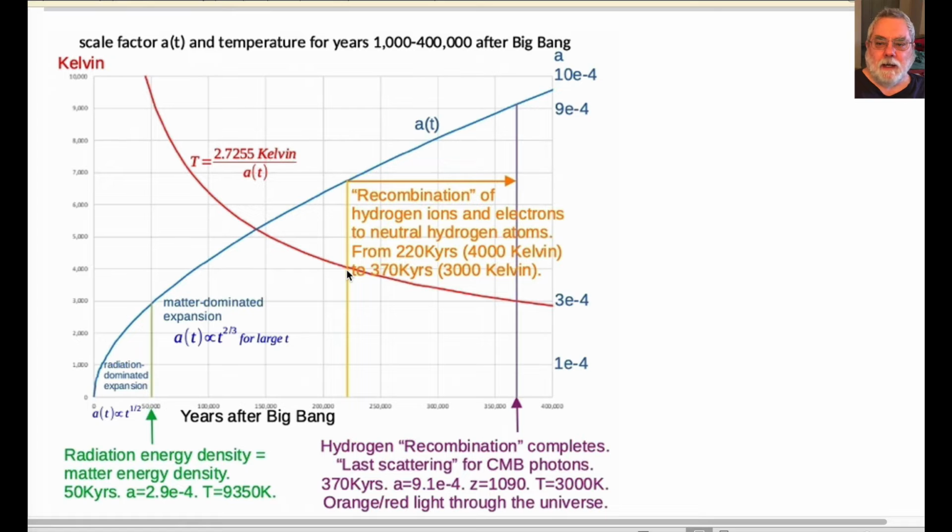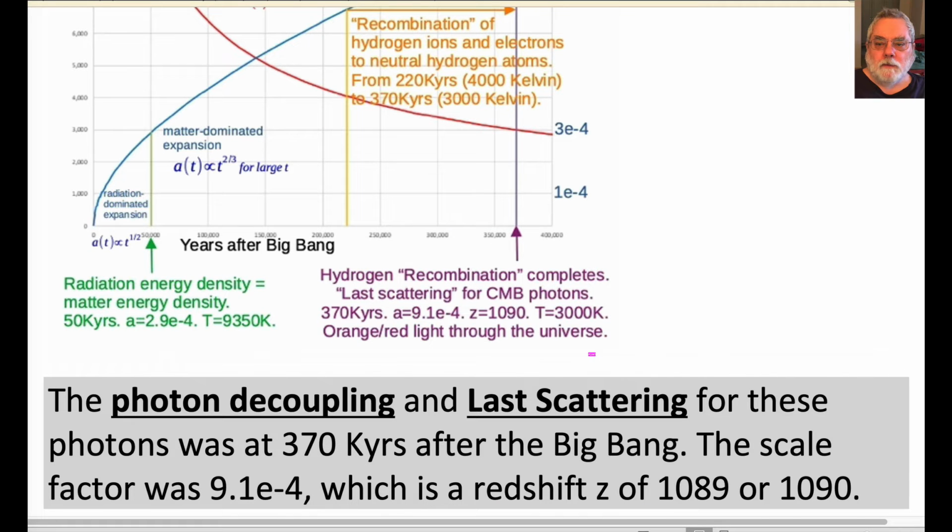While the hydrogen was ionized, the entire universe was an opaque plasma. Each photon would scatter off free electrons at least every 5,000 years. The universe was opaque to photons. But once almost all of the hydrogen was a gas of neutral atoms, photons were then free to travel the universe without scattering. The universe became transparent to photons. The photon decoupling and last scattering for these photons was at 370,000 years after the Big Bang.